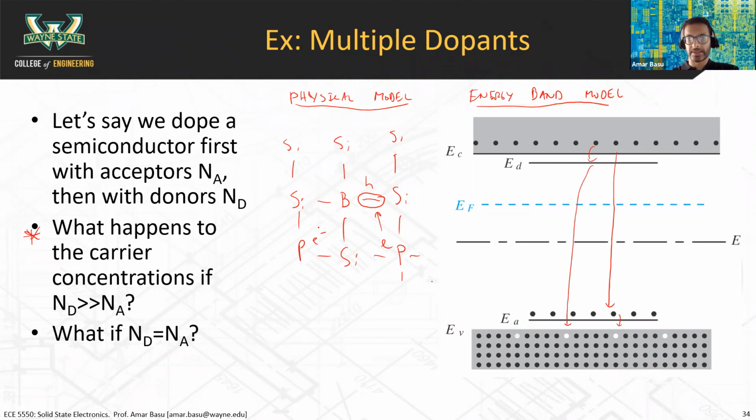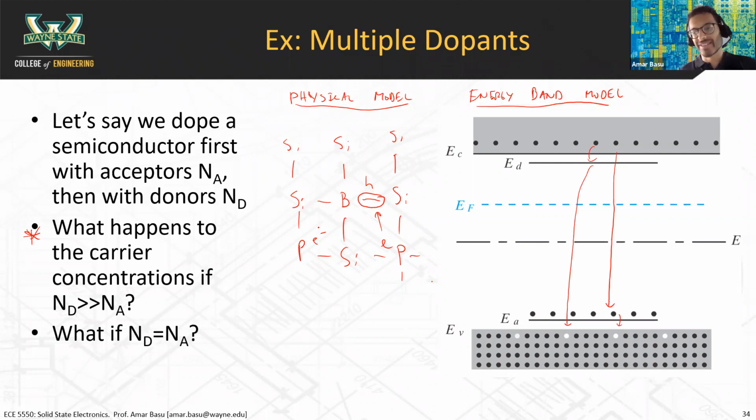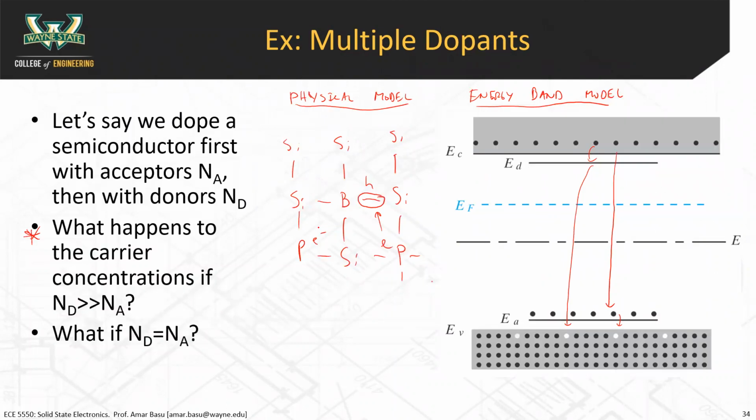Any questions? Okay. So the next question is, what if the acceptor density is equal to the donor density? What do you think will happen then if they're exactly equal to each other? Would you get something similar to an intrinsic semiconductor? Yes. There you go. Excellent. Very good. You'd end up getting something that looks like an intrinsic semiconductor.